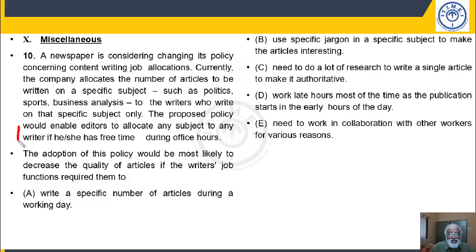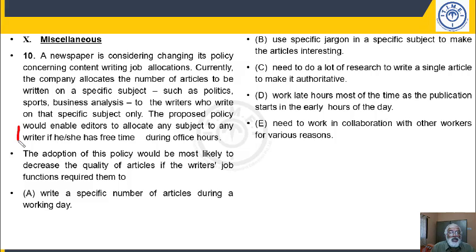So there are two things here. One is that it tells us that the editor believes that any decent writer can do the same job even if they don't have specialized knowledge. Or it tells us that the editor is not bothered about whether the article is really good or not. He just wants it to be printed. One of the two. So the adoption of this policy would be most likely to decrease the quality of articles if the writer's job functions required them to. So that means if the writer's job functions required them to write without gathering any more knowledge, then yes, the quality of articles would go down.